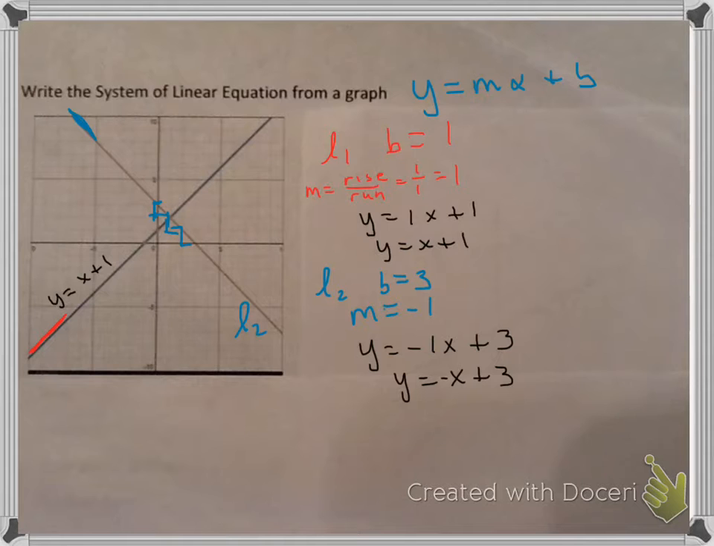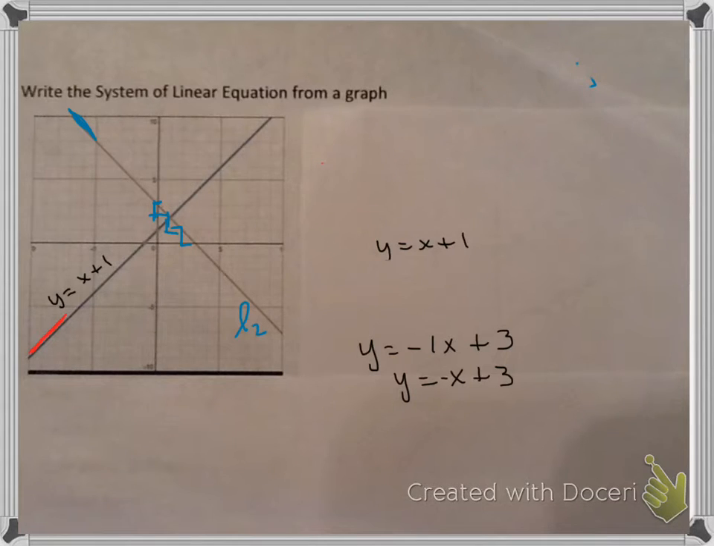So my two equations, and I'm going to erase this so we can clean this up a little bit and see it better. It looks like one of them is y equals x plus 1, and the other one is y equals negative x plus 3. If we want to change these into standard form, we could.